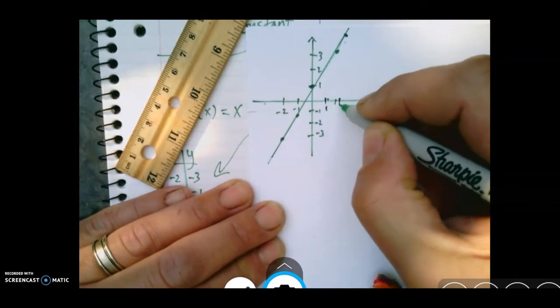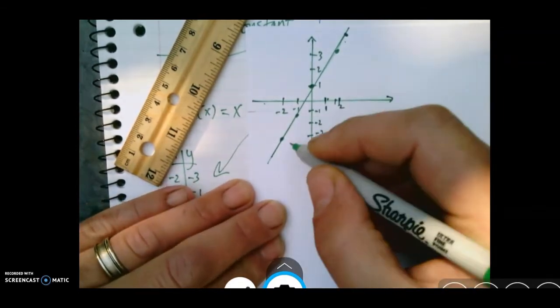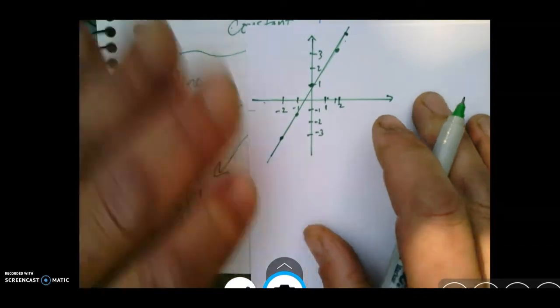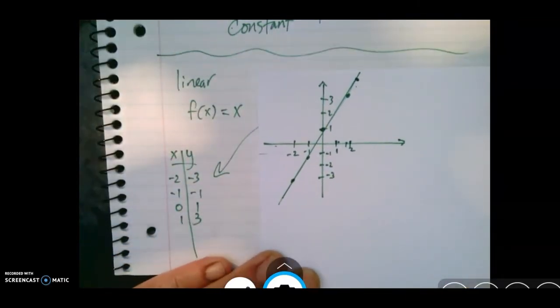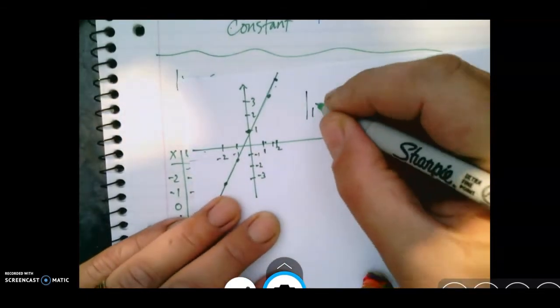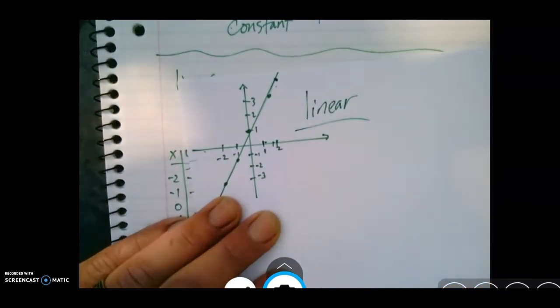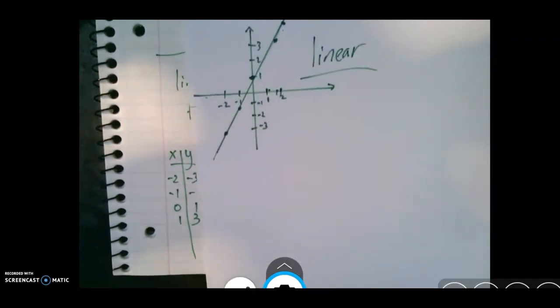1 should have been there. 2 should have been more right there. So if you're accurate, graph paper will solve that problem. But if you're accurate, this should come out looking like a straight line. Okay? So, and that, again, that is linear. Okay? That is a linear function.